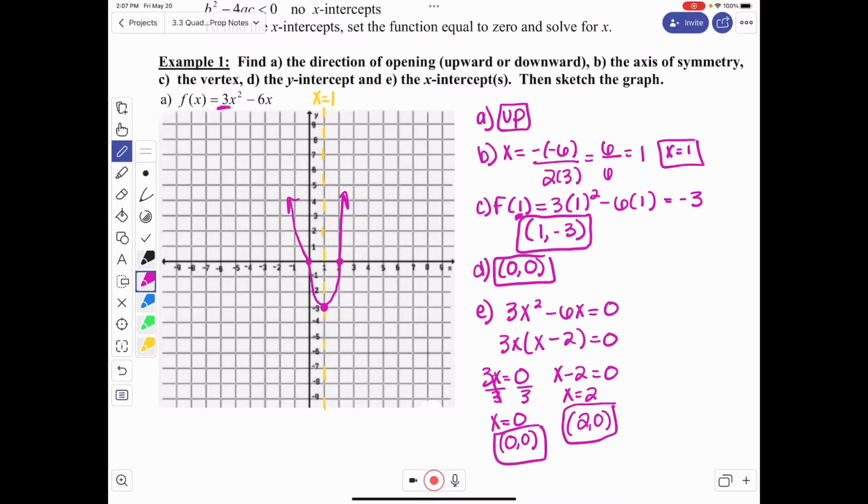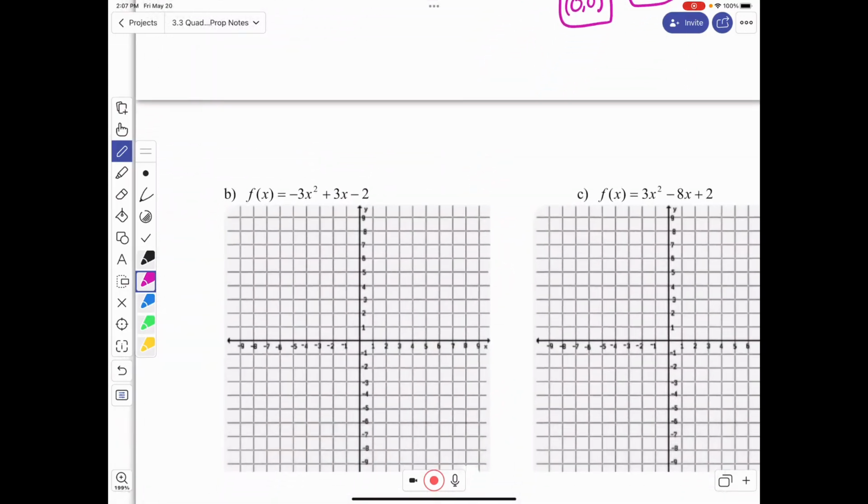Hopefully yours looks a little better than mine. All right, let's do a couple more examples.